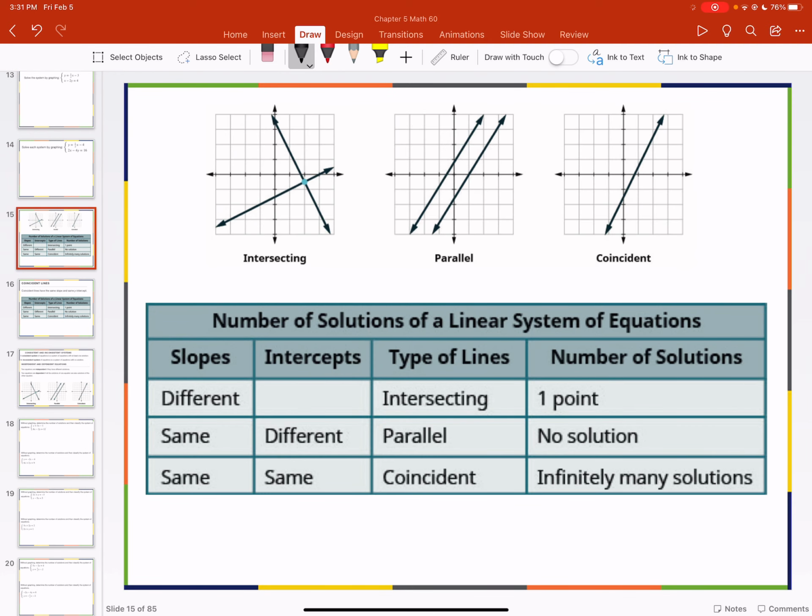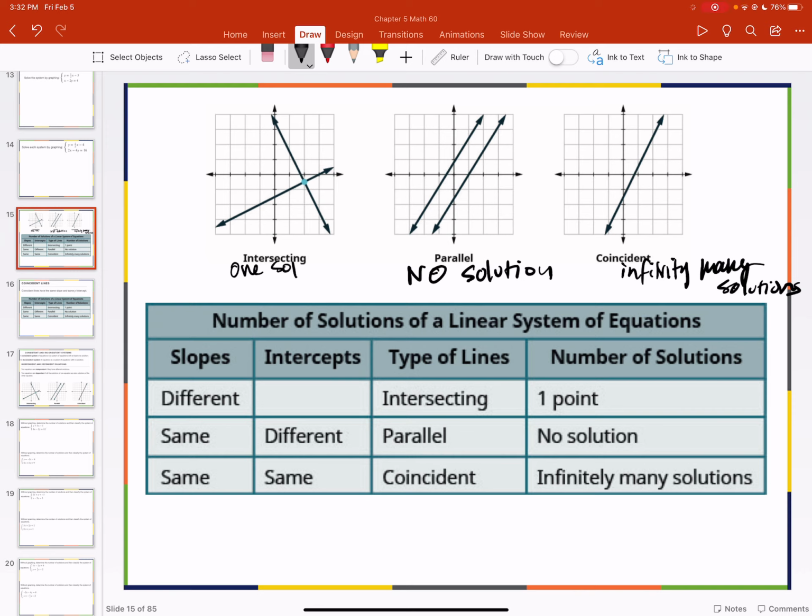And then again, here are the different lines and what they're called. We have intersecting, where they intersect at one point. Parallel, they never touch. So one solution. This is 0 or no solution. No solution. And then this one is infinitely many solutions. And you can see that in this cute little table.